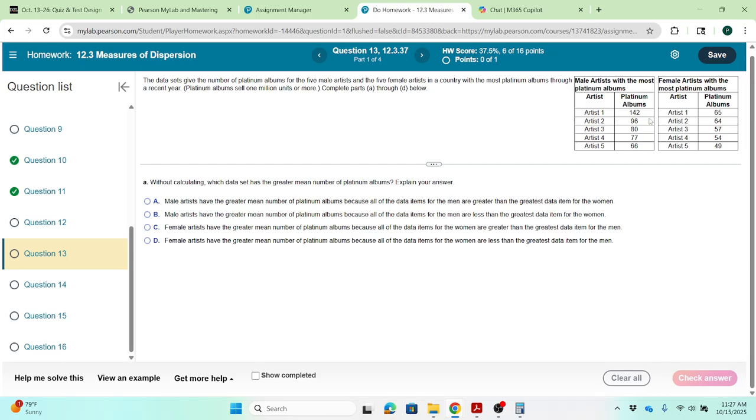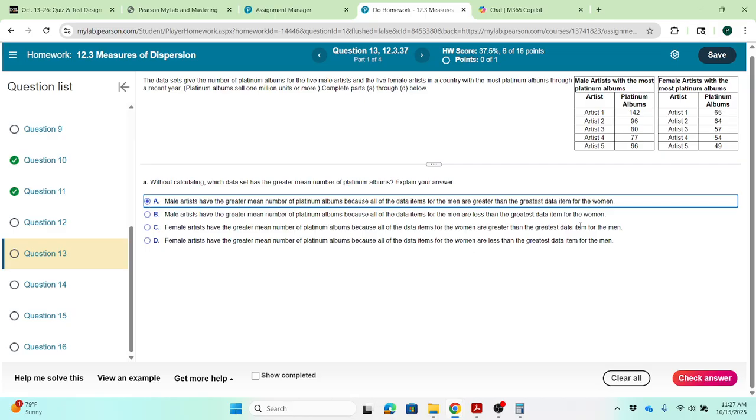Okay, this is also one where you can just use the data set and find all the information, either the standard deviation. Without calculating, which data set has the greater mean number of platinum albums? So look here, these are the two data sets. As you can see, these are all less than 65 and these are greater than 65. So male artists are supposed to have greater platinum, because all the data items for the men are greater than the greatest data from the women.